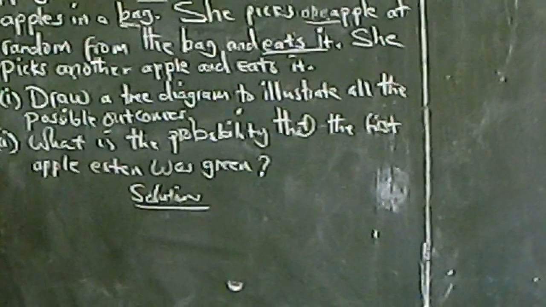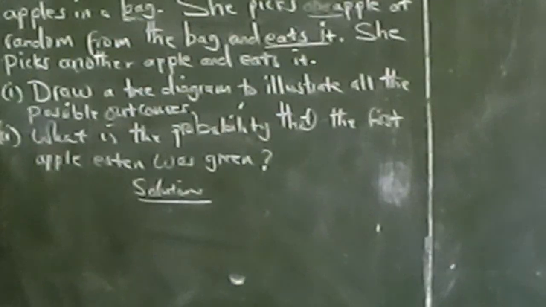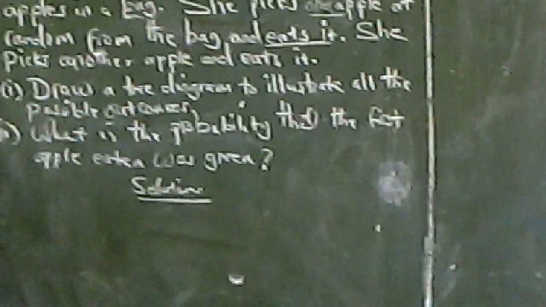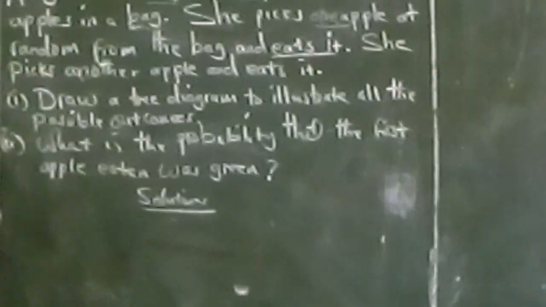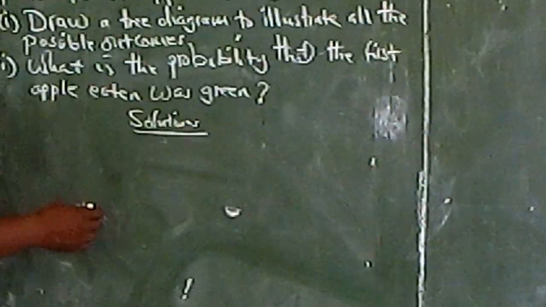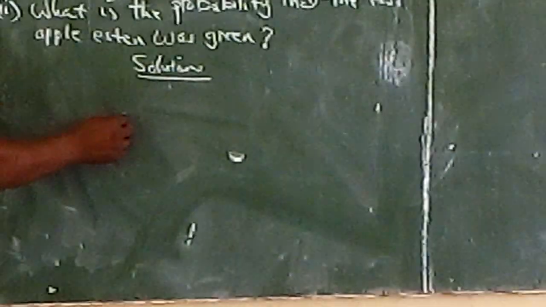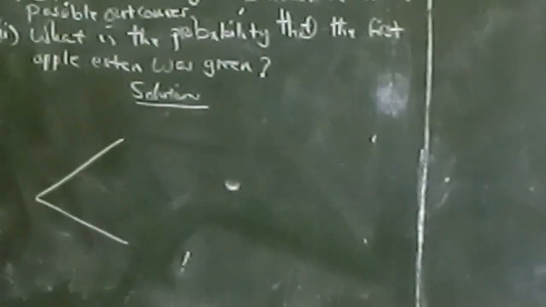Now, question number 1 says, draw a tree diagram to illustrate all the possible outcomes. So what you do here is come up with a tree diagram. The tree diagram is very simple. You come up with a tree diagram here, and this will be our tree diagram.